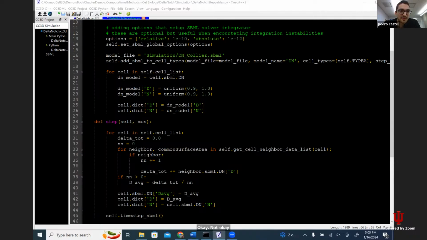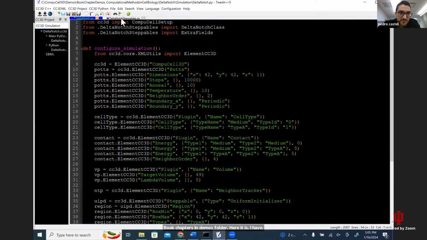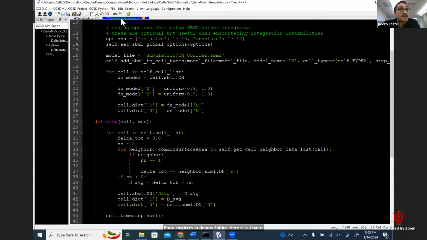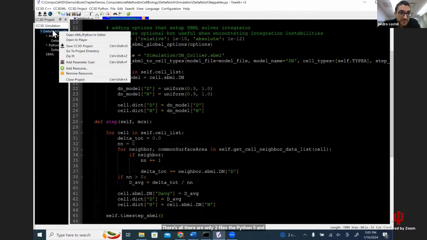All right. So I've opened the simulation delta notch from book chapters in demos folder. Here it is. There are only 2 files, a Python file and delta notch. So there's no standard XML here in this case. It's specified in Python. Okay, to open the simulation, I can click with the right mouse button and open in player.